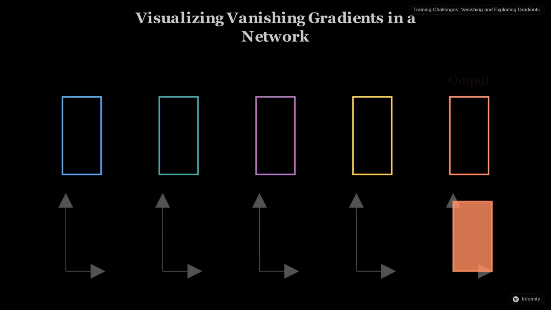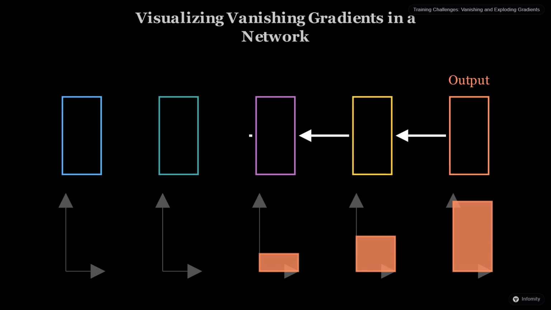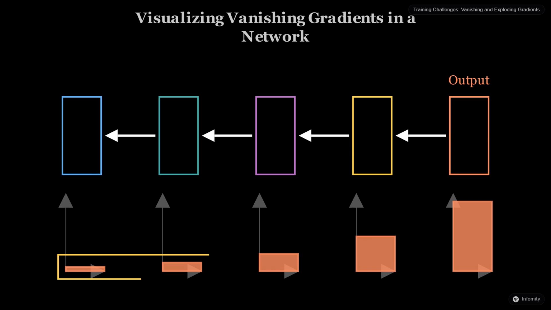Let's visualize this fading effect within a deep neural network. Here we have several layers, from input to output. The error signal originates at the output, where its impact is strongest. As this signal backpropagates through each hidden layer, its magnitude, represented by these bars, visibly decreases. Notice how the bars for the earlier layers, closer to the input, become significantly smaller.